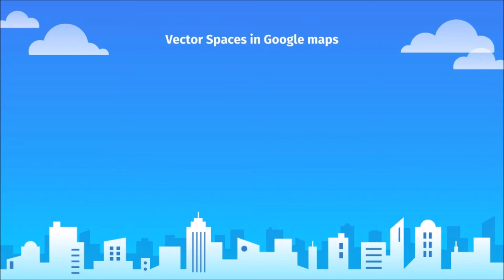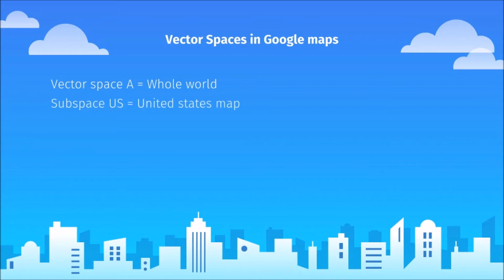Now, let's talk about vector spaces in Google Maps. Let's imagine the whole world as a vector space, and we're going to label it vector space A, in which the whole world will be a whole map of the world. And let's say I'm looking for a Taco Bell that is around UTD. It wouldn't make sense to use the vector space A or the whole world map because I'm looking for a specific area. So I'll zoom into just the United States map.